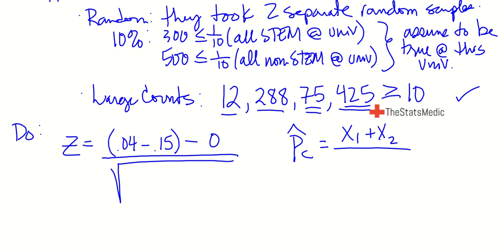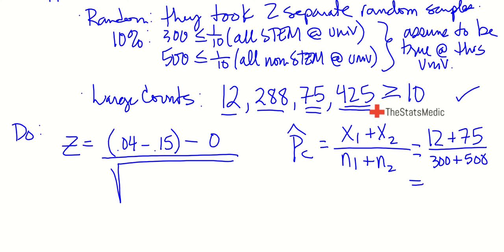So we're combining the total of females in both programs together, and then dividing that by the size of each sample. So in this case, I think it was 12 Black and Hispanic females from the STEM program plus 75 from the non-STEM, right? And our sample sizes were 300 and 500. So if we add that together, we end up getting 87 over 800, which is 0.109.